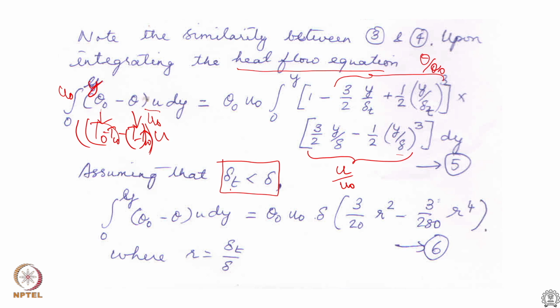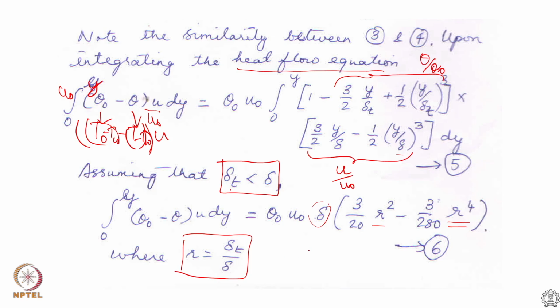So, there is an approximation we are invoking here, but it is still okay because the error associated will be considered to be small and it can be shown to be small. So, we take this assumption and we write R, which is the ratio of thermal boundary layer thickness divided by the velocity boundary layer or the momentum boundary layer thickness. So, we write this expression as theta naught u naught into delta, and we write in terms of r square and r power 4.